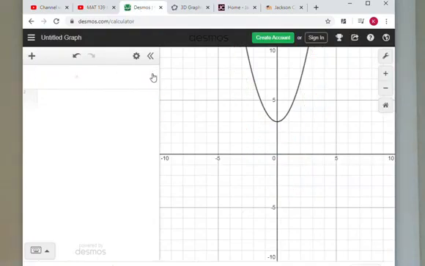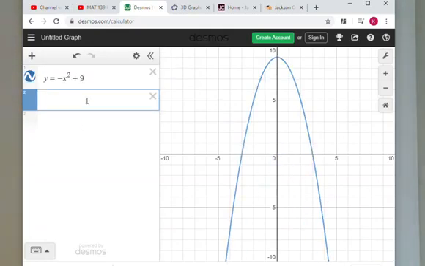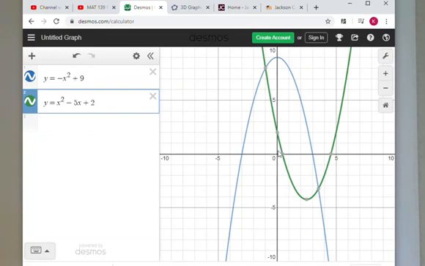Get rid of our old stuff. And our first equation was minus x squared plus 9. And our second one was y equals x squared. Oops, let me get the y equals in there. Minus 5x plus 2. And there we go. We've got our two equations, and I can see an intersection point right there, and another one over here.